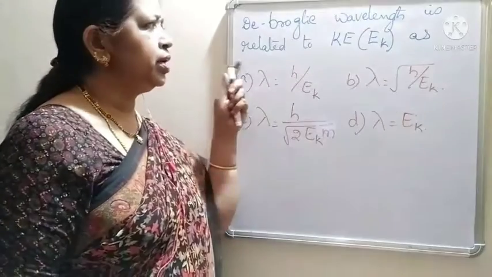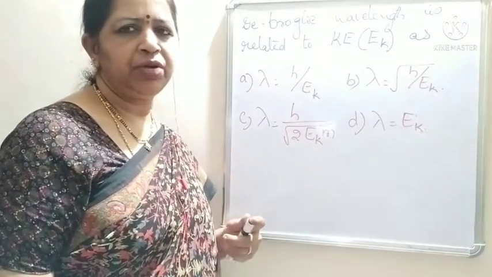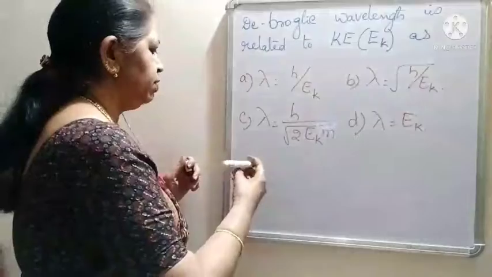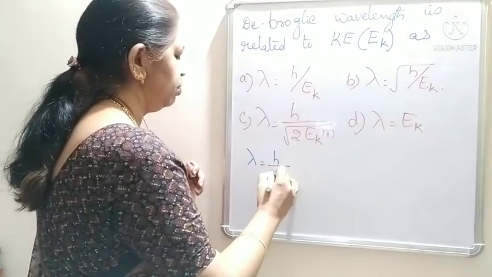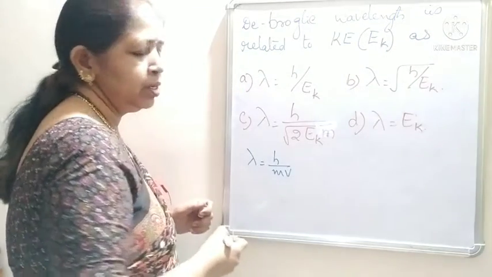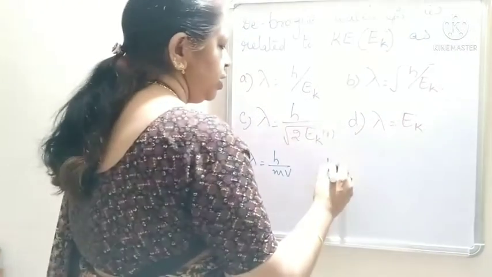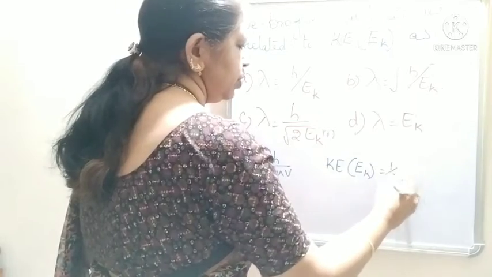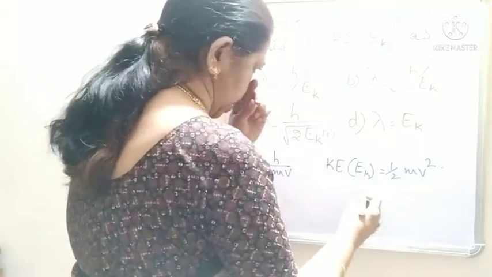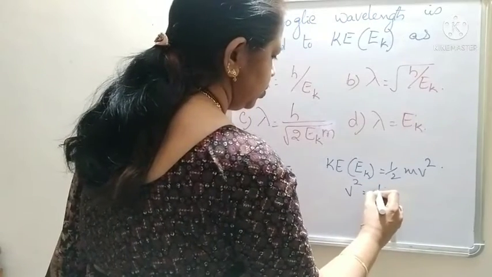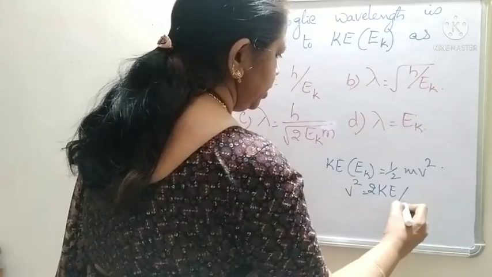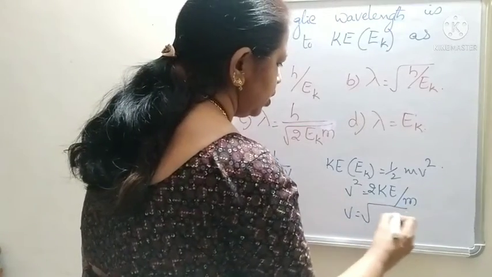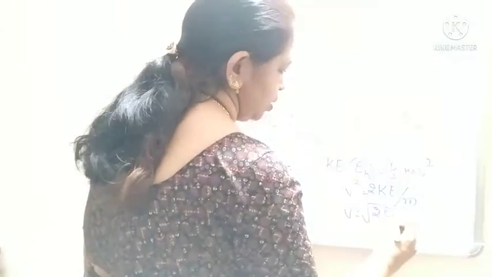The de Broglie wavelength is related to kinetic energy. What is the relation between de Broglie wavelength and kinetic energy? How to get this? What is the de Broglie wavelength formula? Lambda is equal to h by mv. This is de Broglie wavelength. And what is kinetic energy? Kinetic energy, which is denoted also by Ek, is equal to half mv square. Here v square is equal to 2 Ek by m, and v is equal to under root of 2 Ek by m.